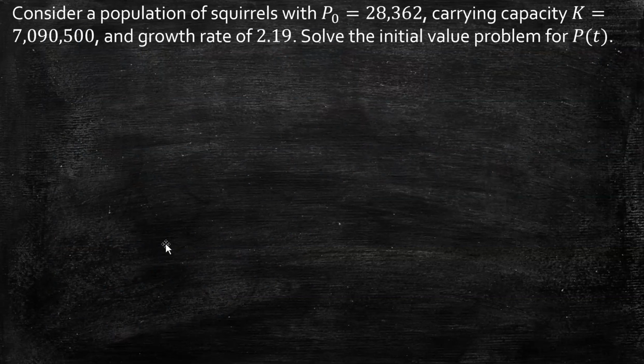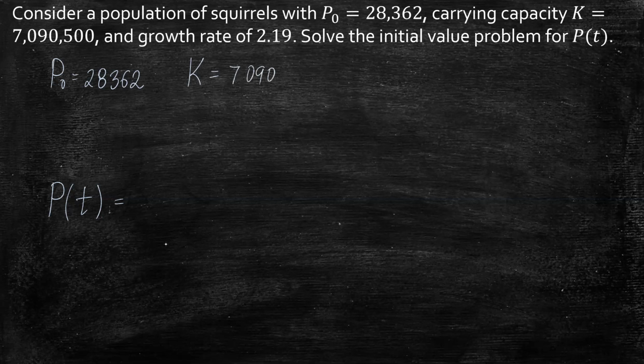So let's take a look at this problem, and let's find the solution. And by the solution, they mean the function that represents the population at time t. So again, we don't need to solve the equation from scratch because we've done it already. So let's just identify what's what. The P0, the initial population, is 28,362. K, which I previously labeled as L, is the carrying capacity, which is 7 million. And the growth rate R is 2.19. So we literally have everything we need to plug in.